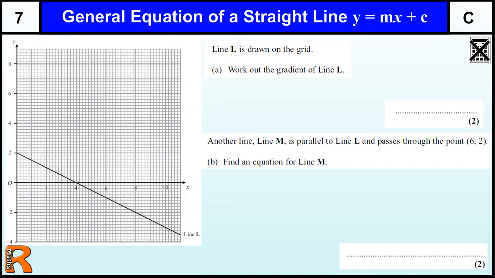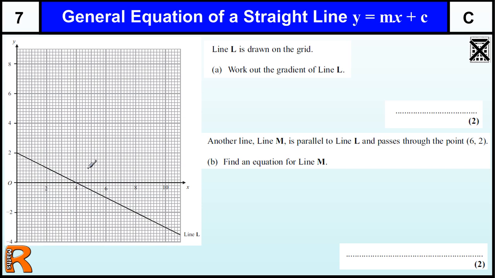General equation of a straight line, y equals mx plus c. Now this question has come in quite late on the test it was on, so it's probably aiming towards a grade B, but the standard equation, y equals mx plus c, is based on level 7 grade C work. So the first part, line L is drawn, work out the gradient of L.